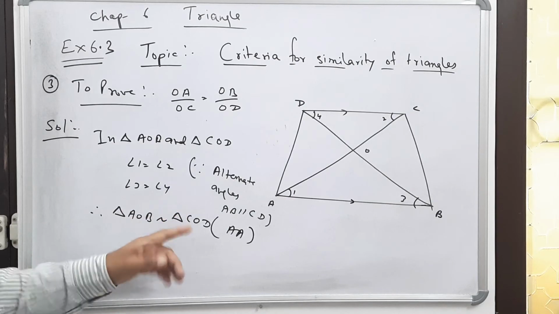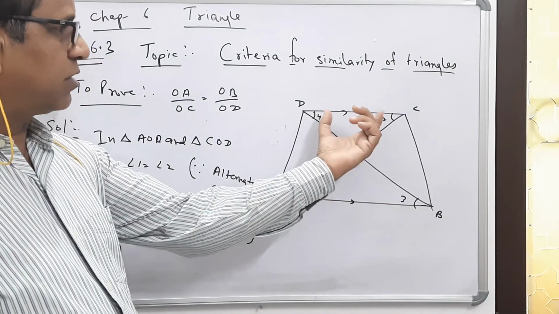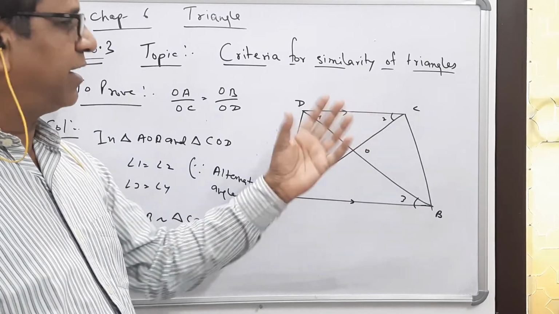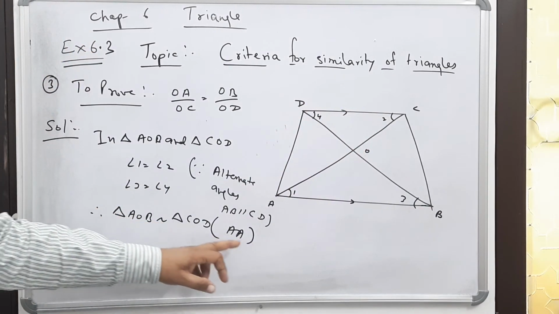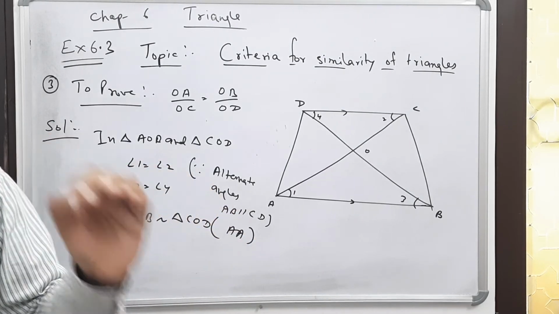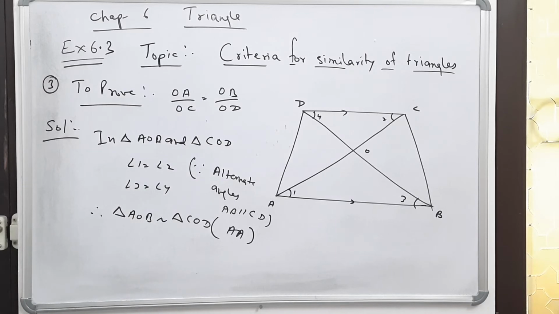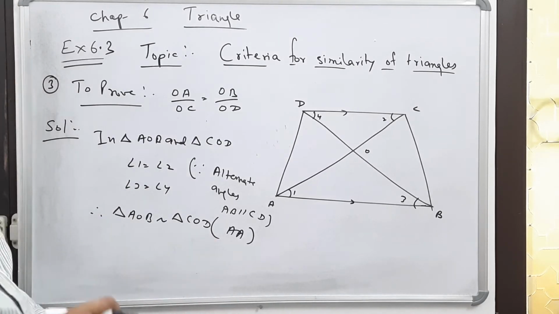Now dear students, here I want to tell you that if two angles of this triangle are equal to two angles of this triangle, then definitely the third one will also be equal. So for the angle, angle, angle criteria, we can write angle, angle only. It is sufficient that two angles are equal. The third one will be automatically equal. So AOB is similar to COD.